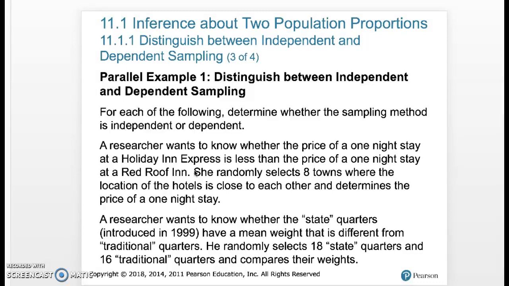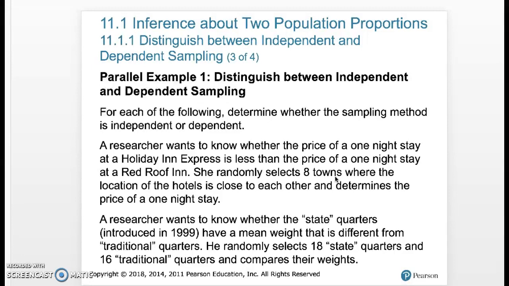Now, in this case, think about the first set of data and the second. We can think about our first column of data would be our Holiday Inn Express prices, and our second column of data is going to be our Red Roof Inn prices. Notice the way the researcher is selecting. As soon as she picks Holiday Inn, that's going to be in a particular location, and she is going to immediately select a Red Roof Inn in that same location. In other words, she selected the towns and then got prices from each hotel in that particular town. So think about this as paired.